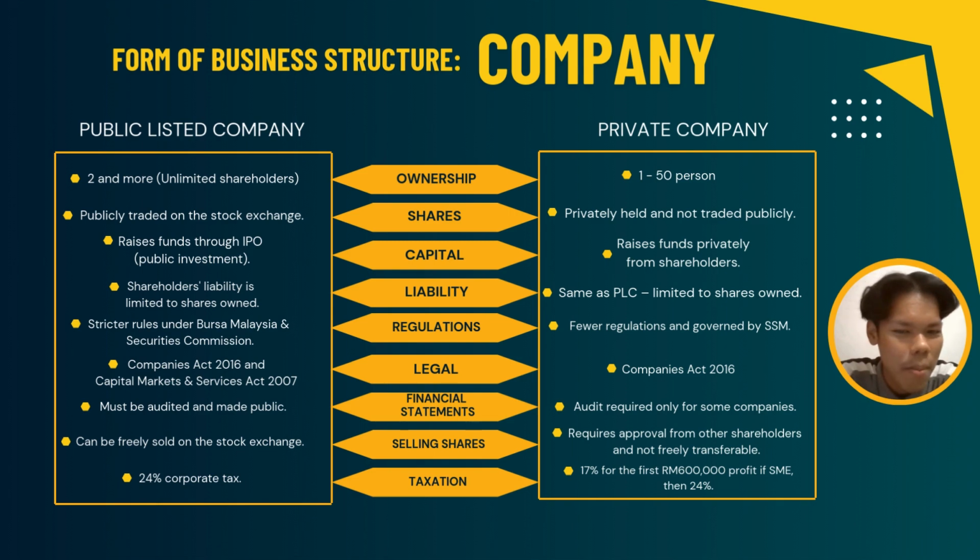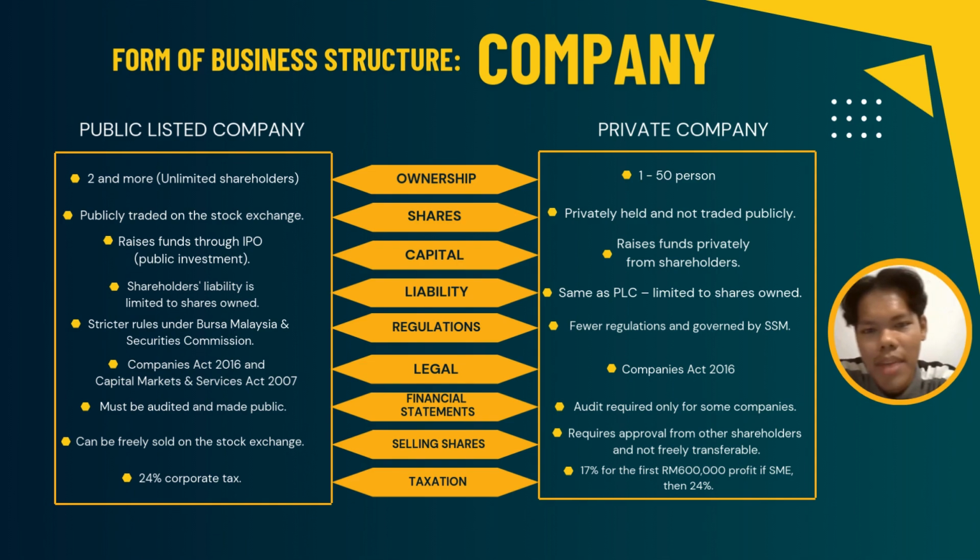Public listed companies must comply with the strict regulations set by Bursa Malaysia, the Securities Commission, and the Companies Commission of Malaysia, SSM. They are subject to more reporting and governance requirements to protect investors. On the other hand, private companies have fewer regulatory requirements and mainly follow the Companies Act 2016, making it easier to operate with less administrative burden.